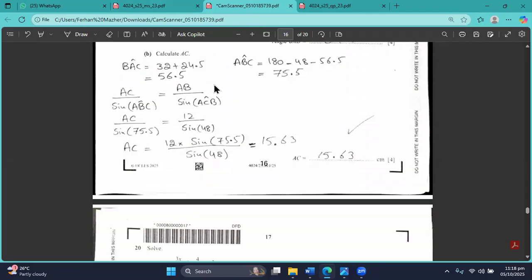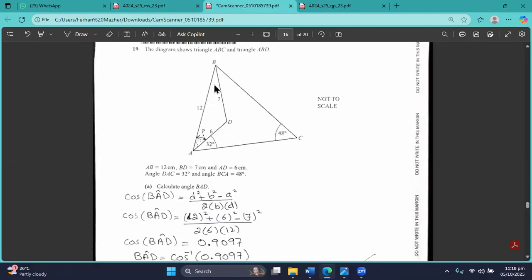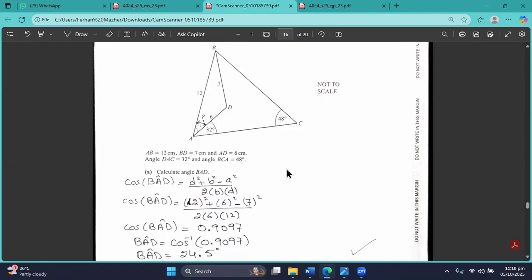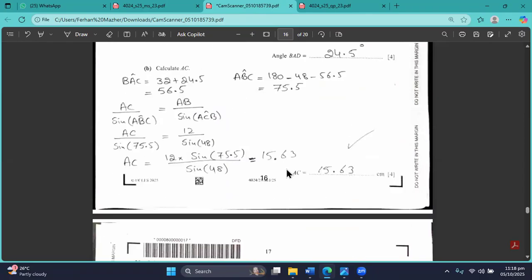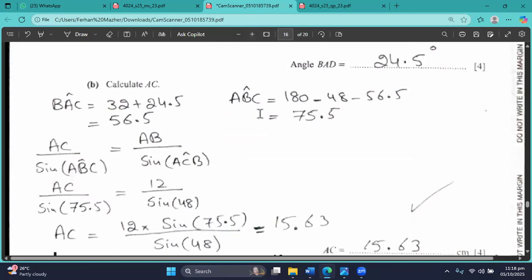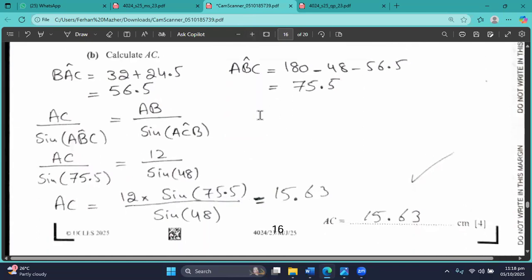Okay, so let me show you. I have written here. So I know this angle, I know this angle, I know this angle. I will find this angle ABC. I have the solution. Now the angle BAC will be equal to 32 plus 24.5, that's 56.5. The angle ABC will be equal to 180 minus 48 minus 56.5, so that will be 75.5. Now I can apply the law of sine.